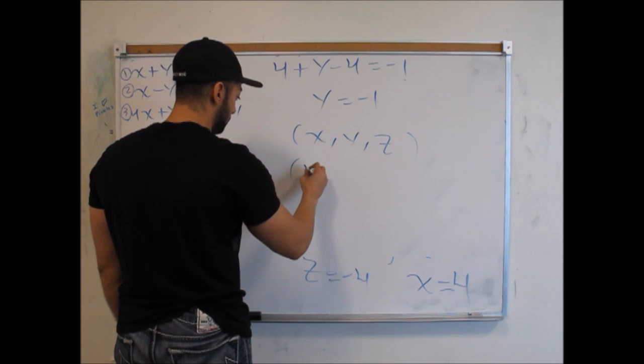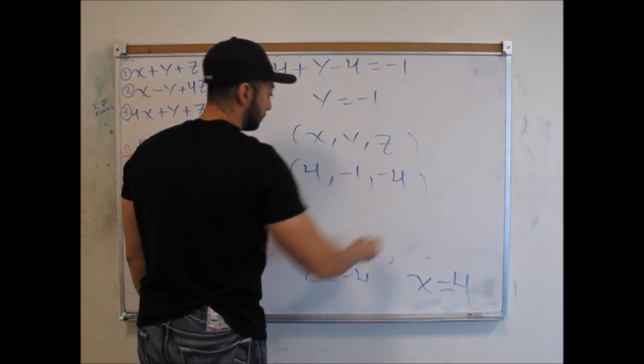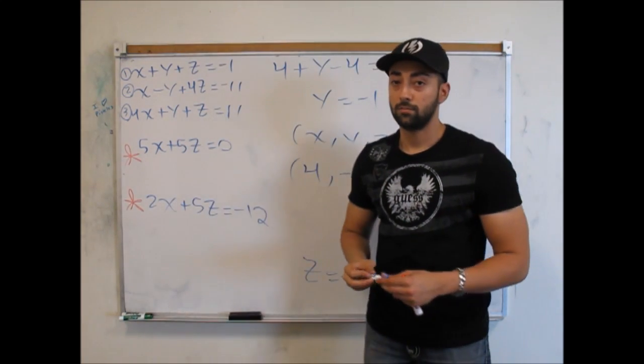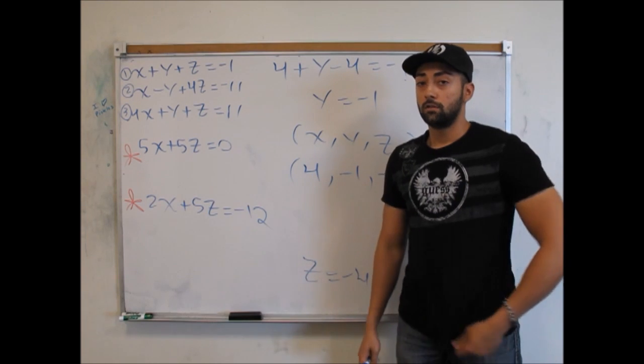So x was equal to 4. We just found y to be negative 1 and z is negative 4. So that's how you go about solving these problems. It's a little lengthy, but if you just stay neat and organized, nothing could go wrong.